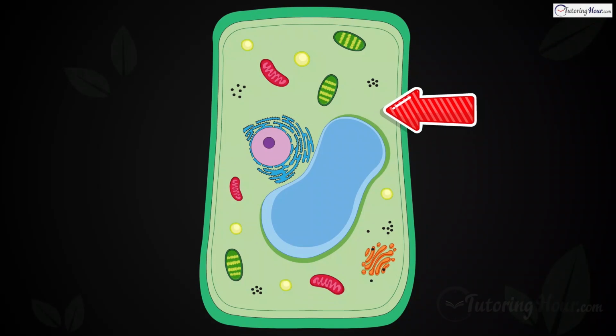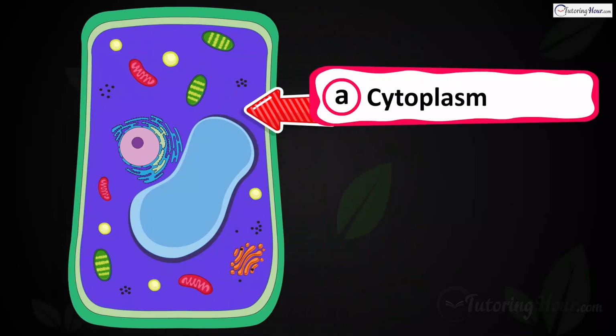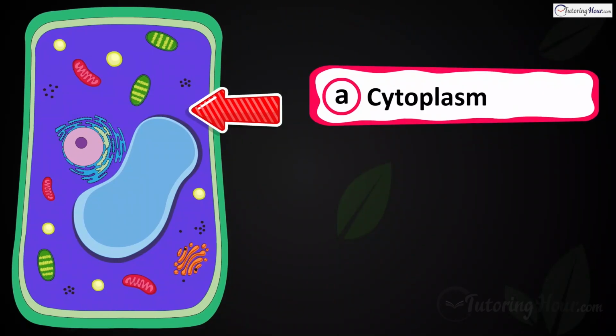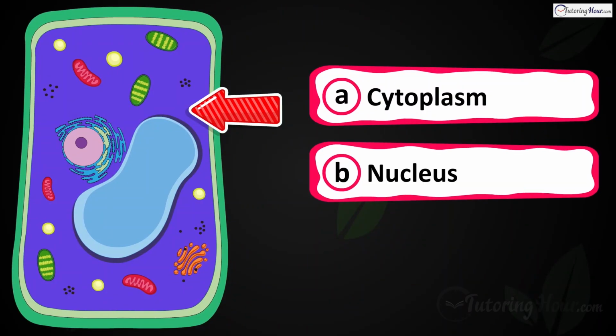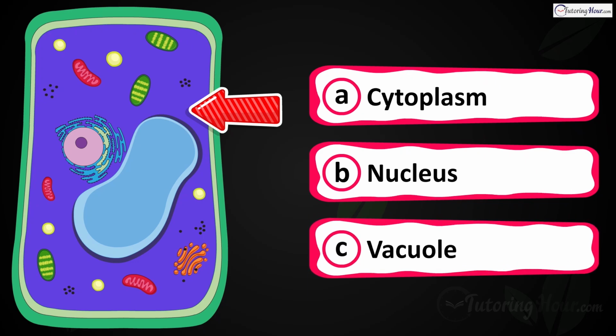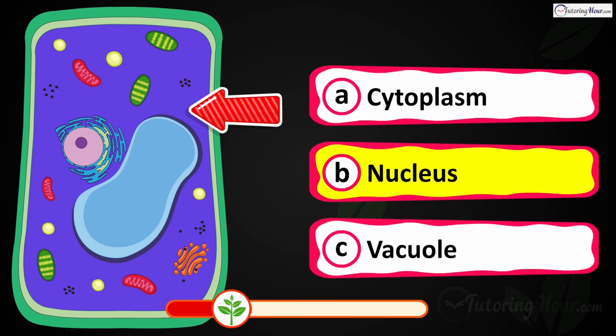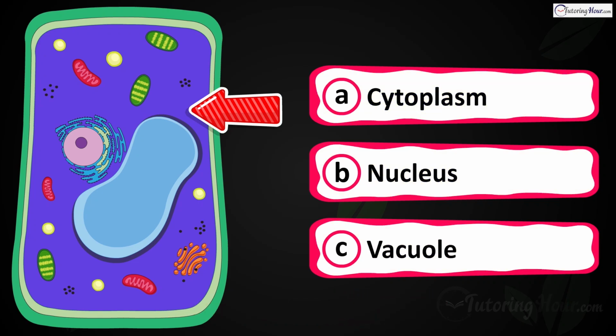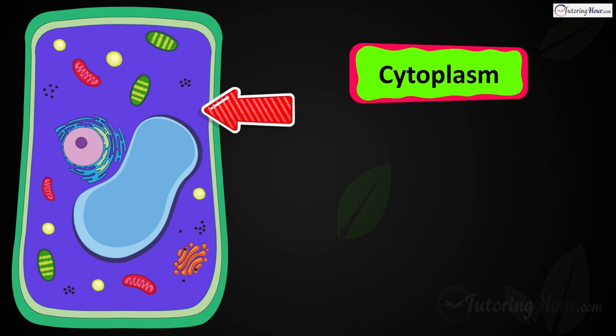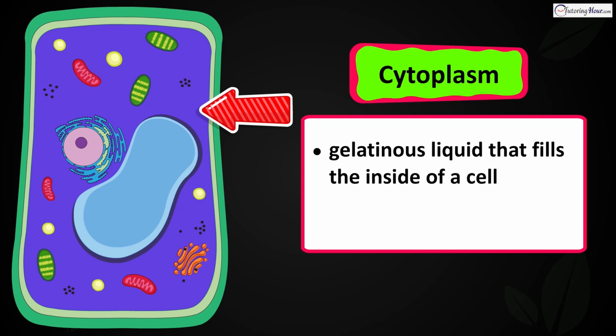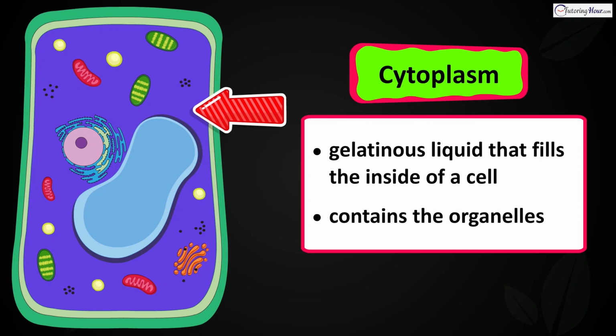Can you identify the highlighted part in the cell? Is it A, cytoplasm, B, nucleus, or C, vacuole? The correct answer is the cytoplasm, the gelatinous liquid that fills the inside of a cell and contains the organelles.